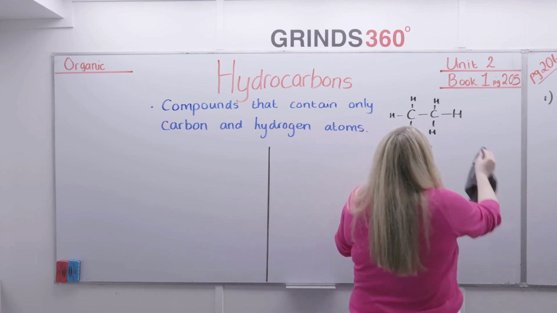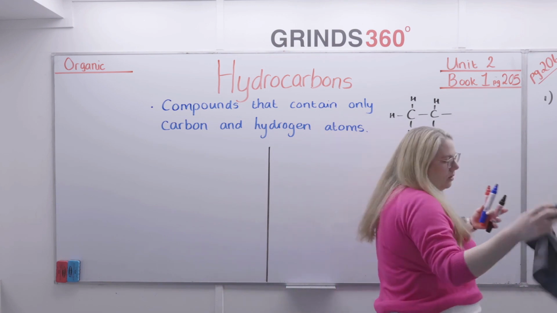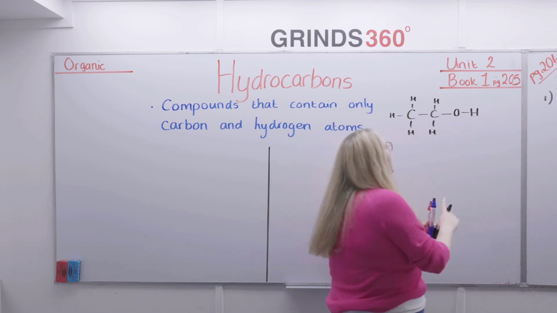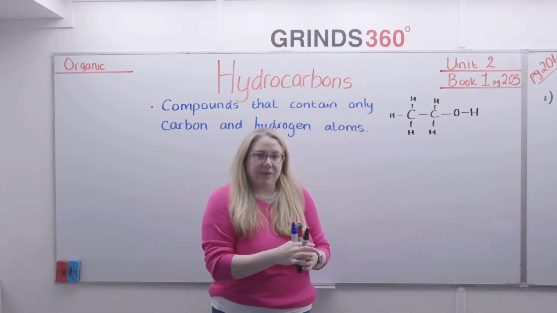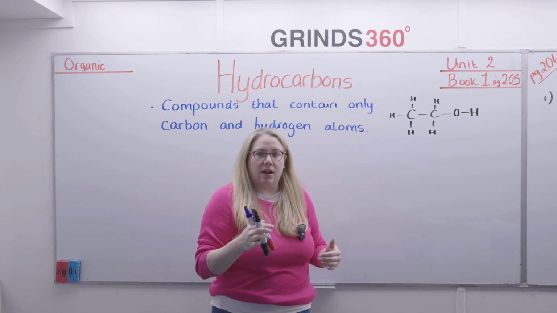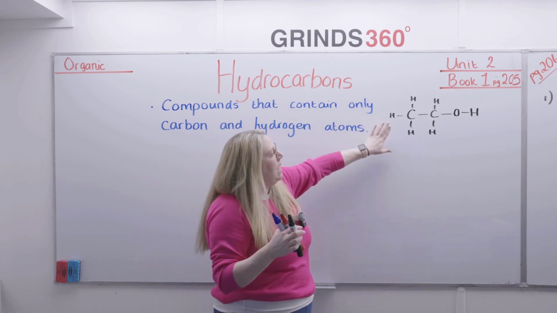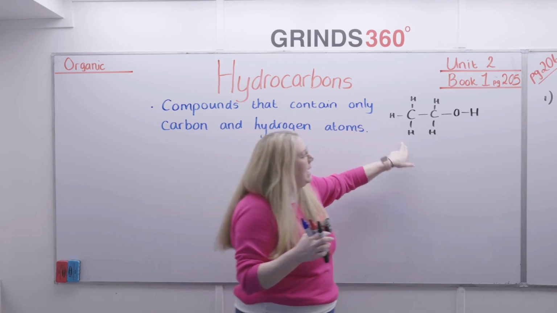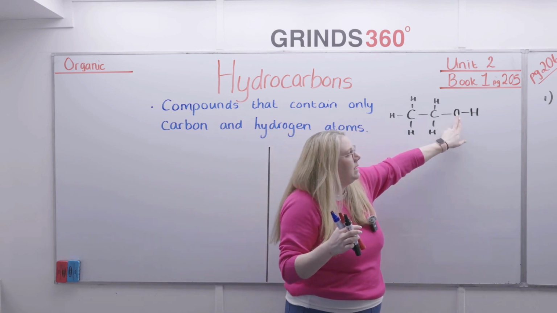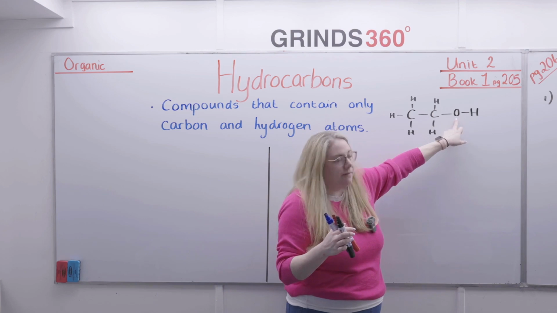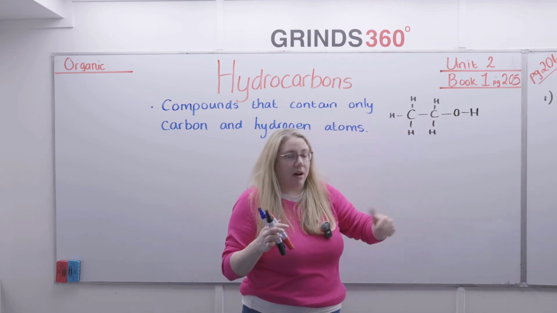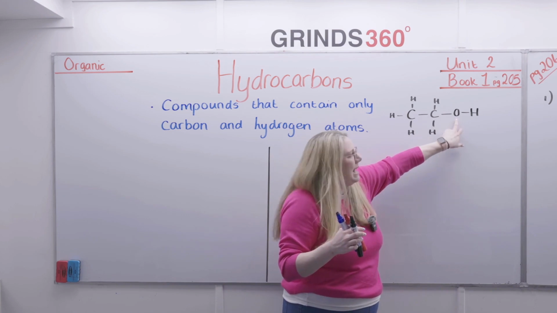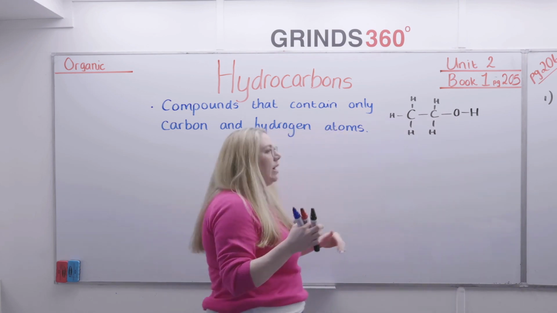If I was to do this, where I take one of the hydrogens off and now I replace it with this. This is called ethanol. It's the alcohol that's found in alcoholic drinks and solvents. Now, this compound is not considered a hydrocarbon because it has an atom of an element in here that's not carbon or hydrogen. Yes, the molecule does contain carbon. Yes, it contains hydrogen, but it has something other than those two elements. It has oxygen, so it can't be considered a hydrocarbon.